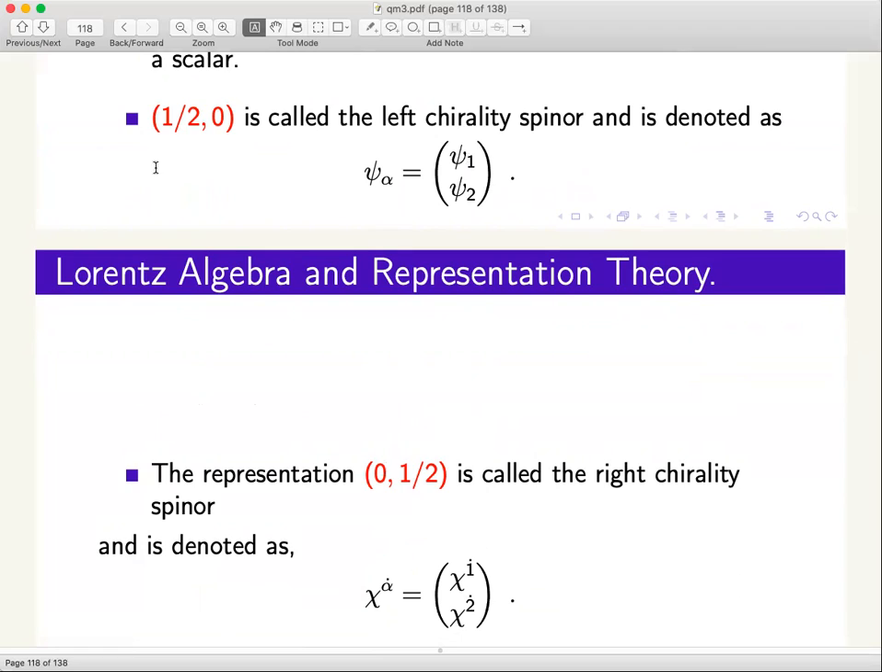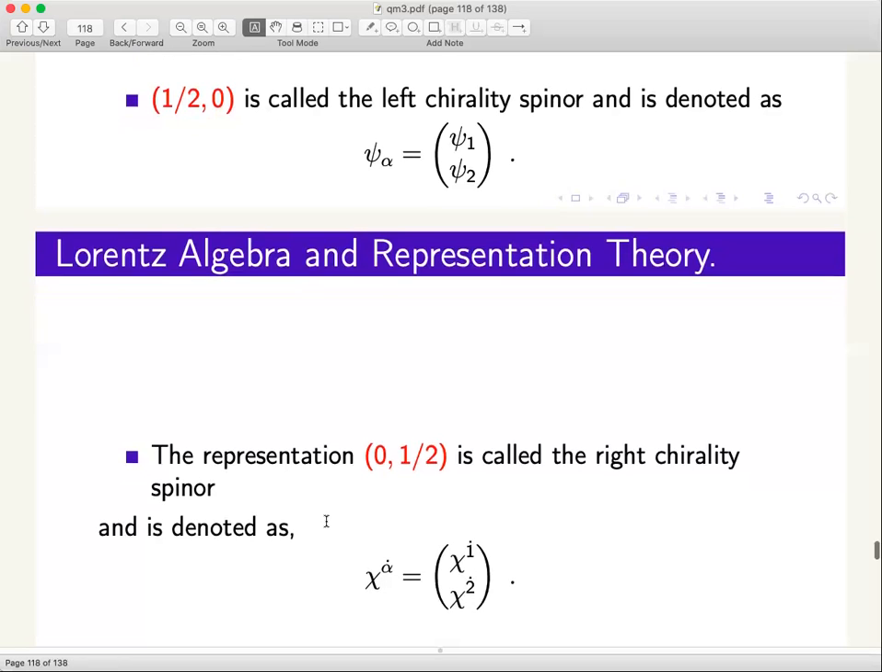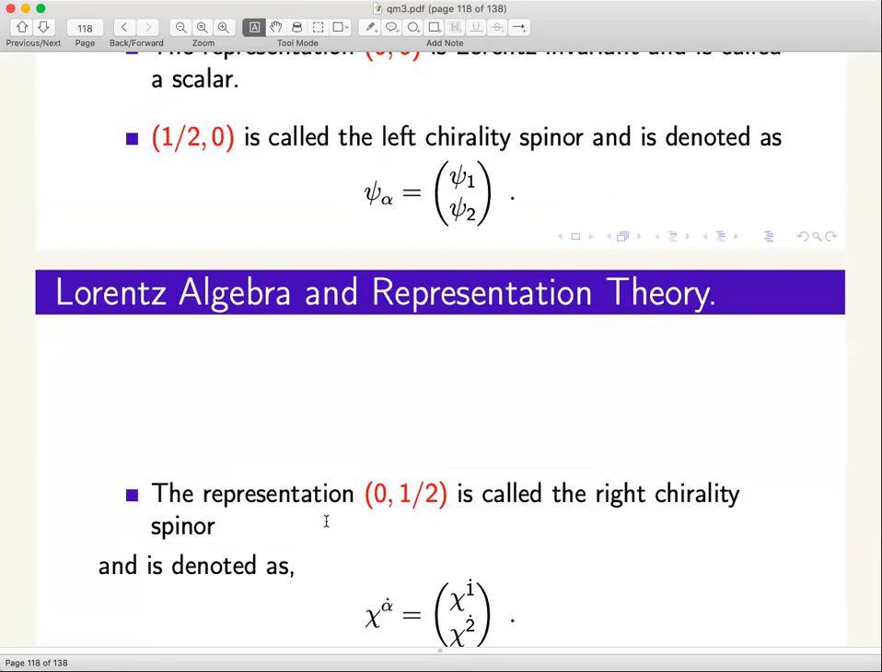Therefore the Dirac spinor itself is written as a combined representation, half 0 plus 0 half. Remember, half 0 plus 0 half. I just managed to type up to this, but that is the point. So the Dirac spinor is half 0 plus 0 half, and that is why it is a 4-component thing. If the upper component is a left chirality spinor, then the lower component is a right chirality spinor, or vice versa.